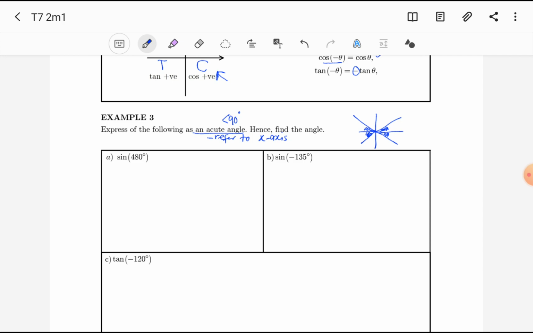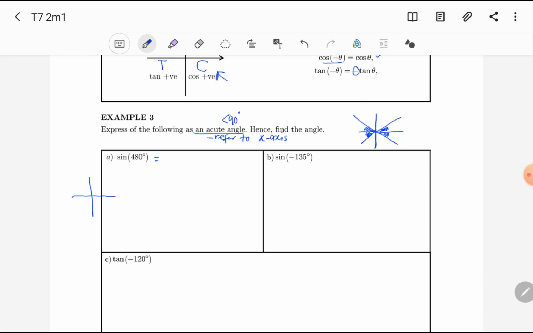Okay, next. Kita tengok example dia. Sin 480 degrees equals to... Okay, we need to reduce the angle. So, macam mana nak reduce? Kita akan tolak 360 darjah.